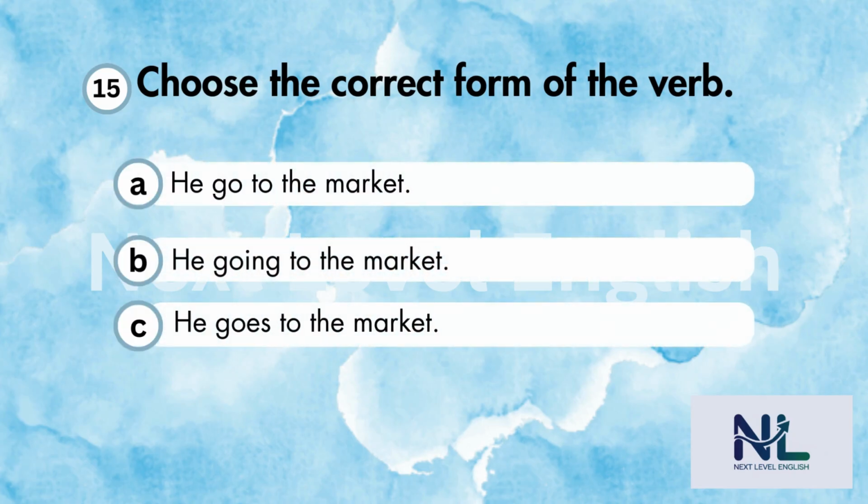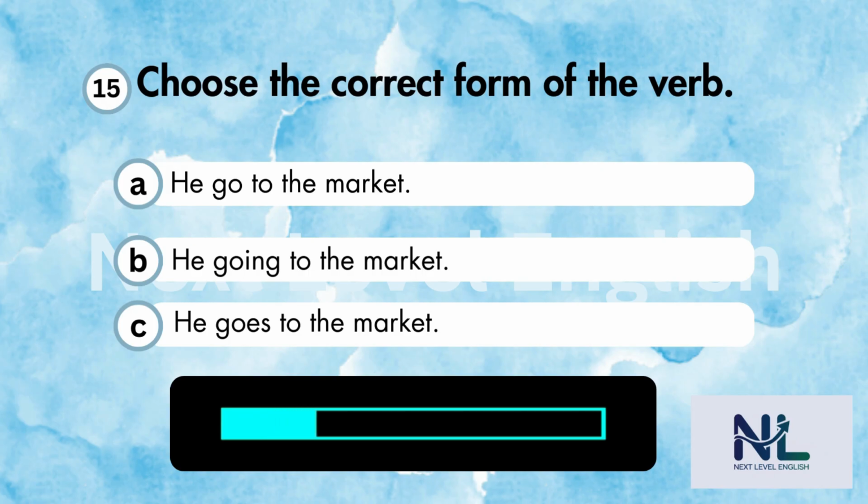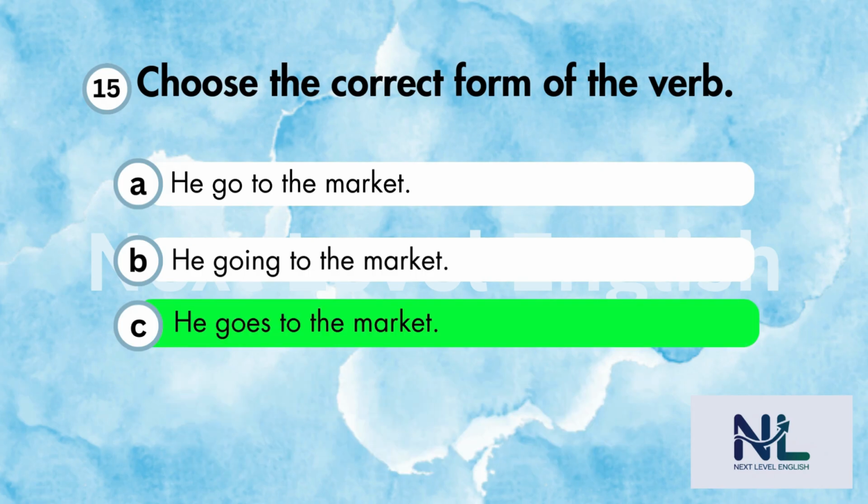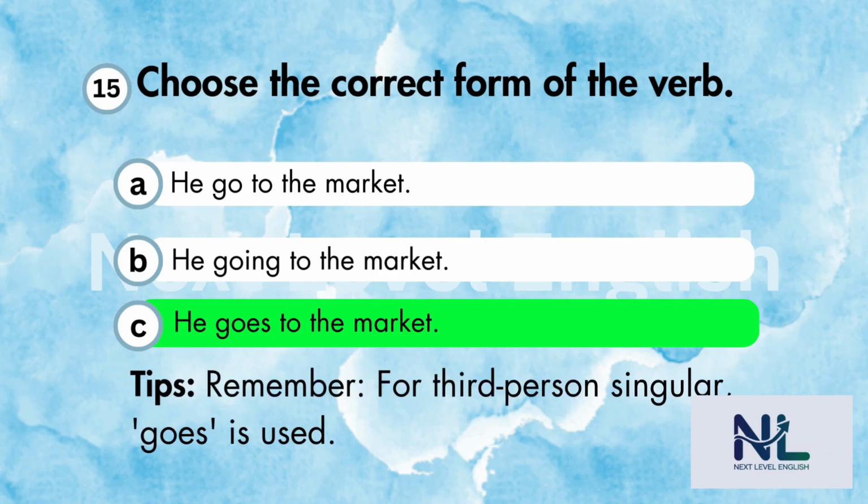15. Choose the correct form of the verb. He goes to the market. Tips: remember, for third person singular, goes is used.